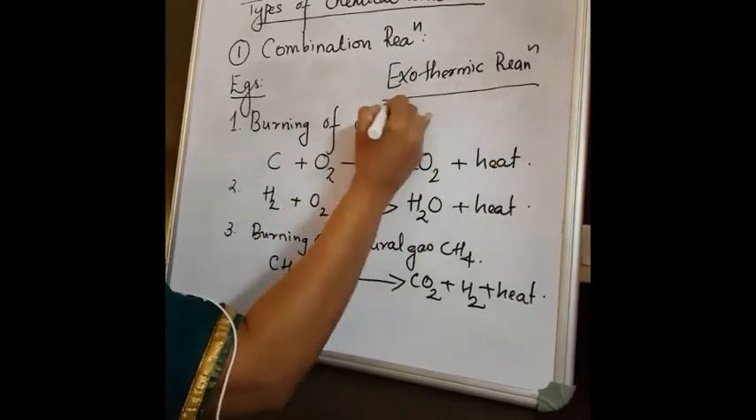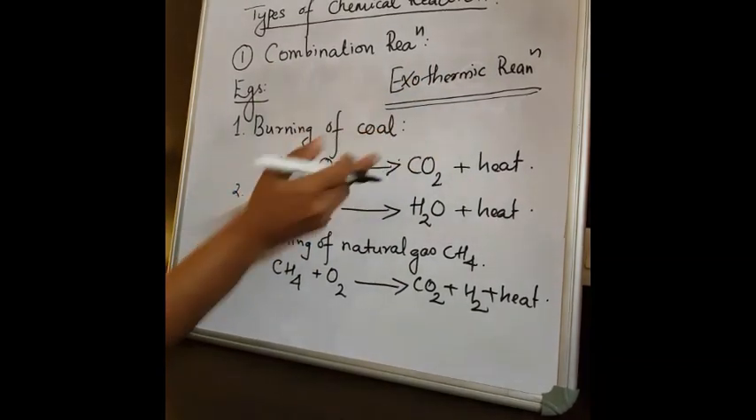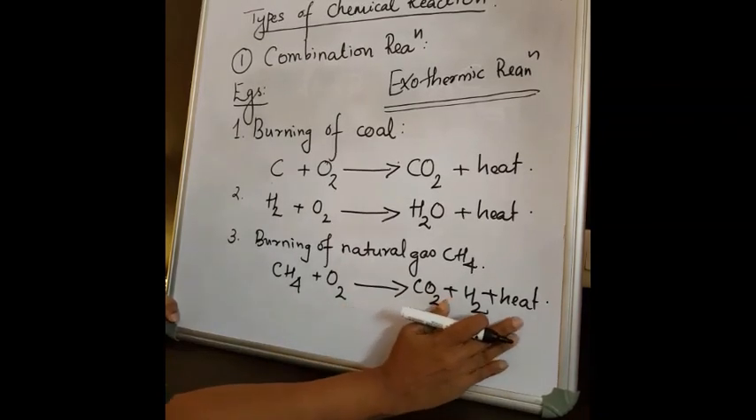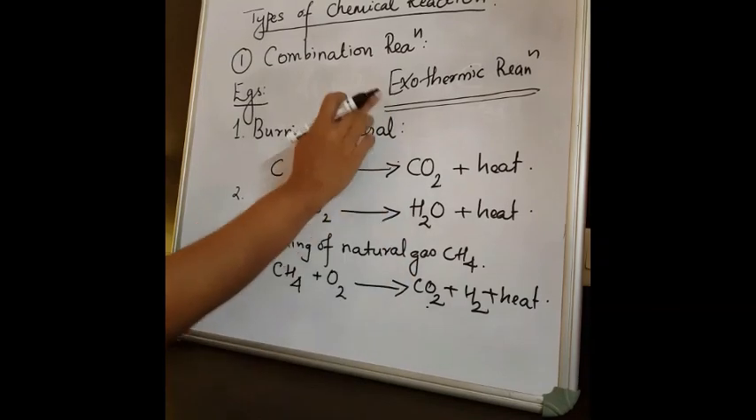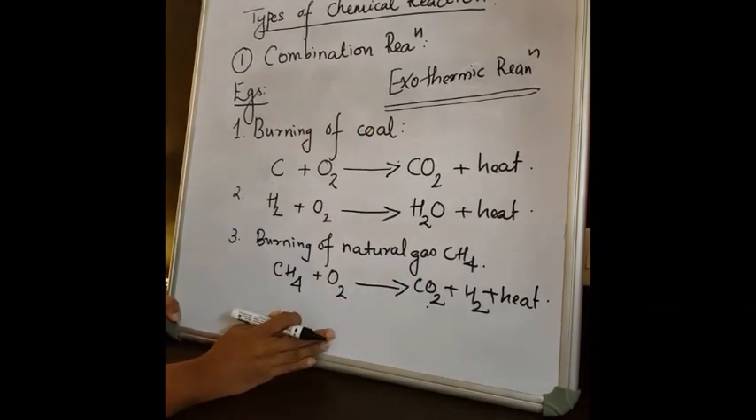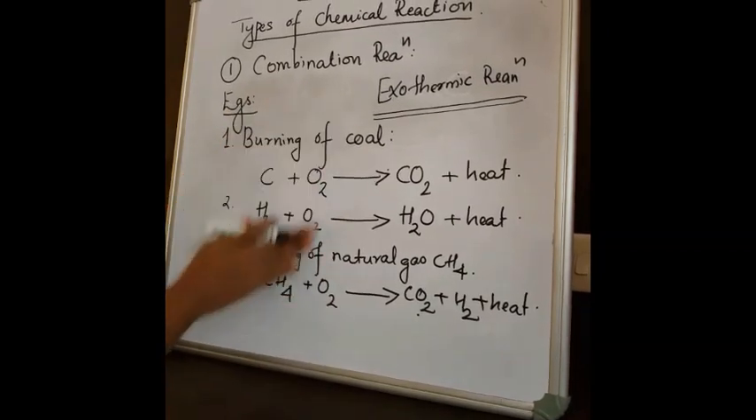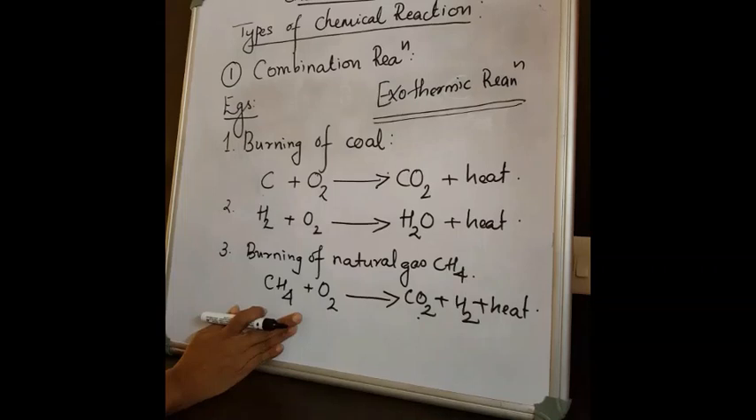Why? Because thermal means heat, exo means evolved or liberated. So, such a reaction in which heat is evolved or liberated along with the product is called an exothermic reaction. Okay. So, now again there are so many examples of exothermic reactions.